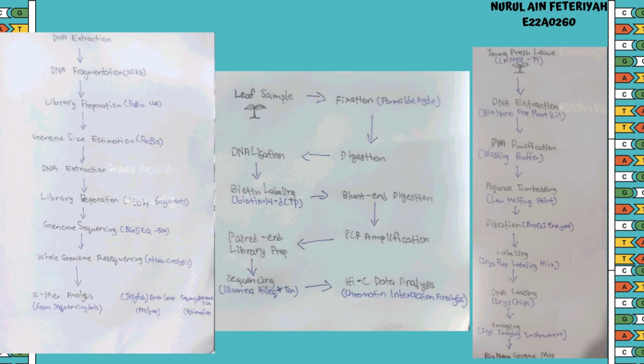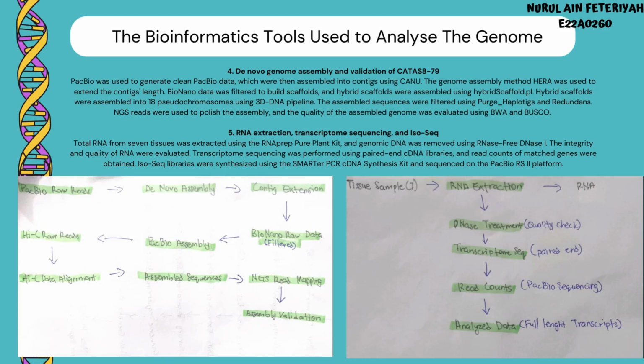The first one on the left is the genome library construction and sequencing. In the middle is the Hi-C library construction and sequencing. And the third one on the right is the BioNano genome map construction. Next, the fourth one is the de novo genome assembly and validation of CATAS8-79. And the fifth one is the RNA extraction, transcriptome sequencing, and Iso-Seq.